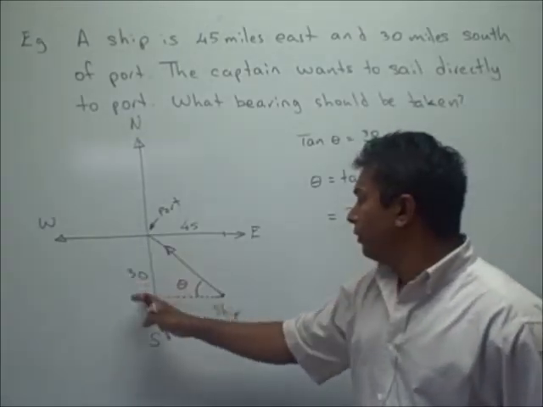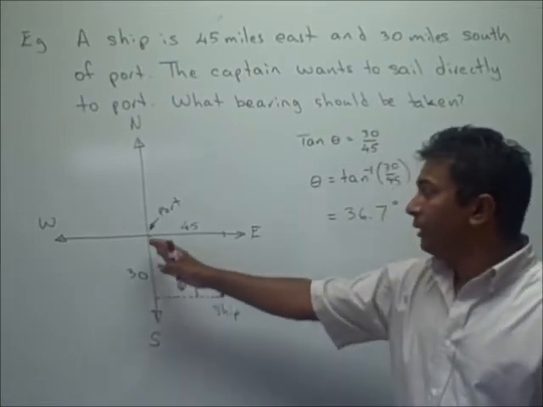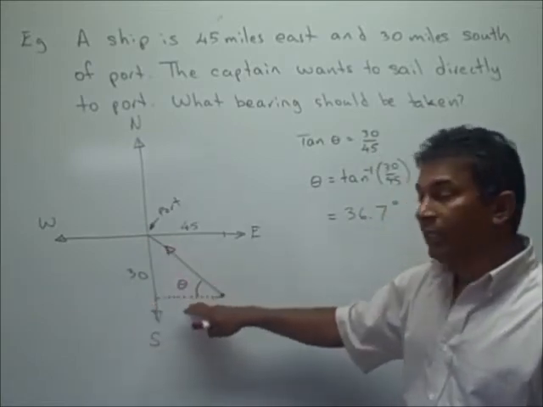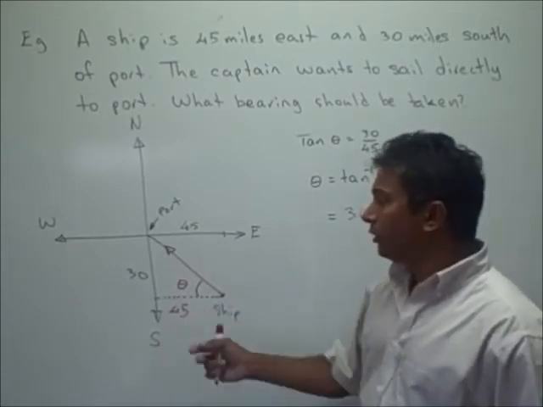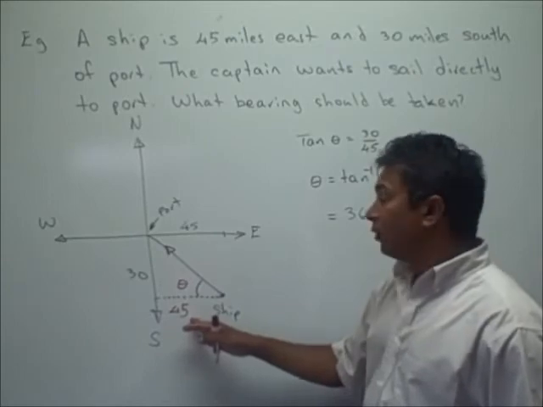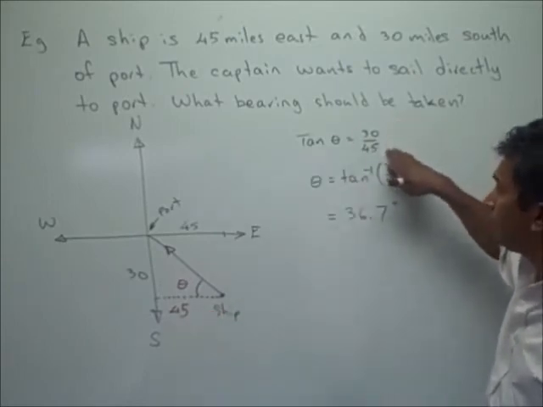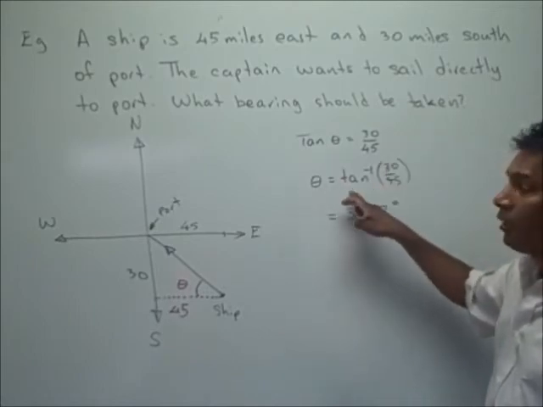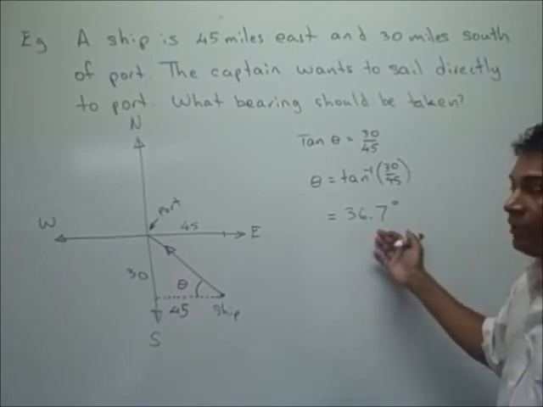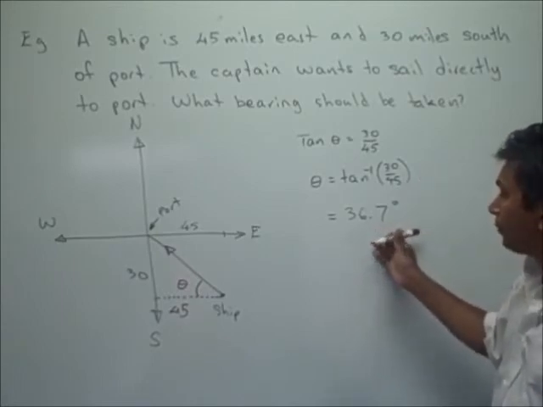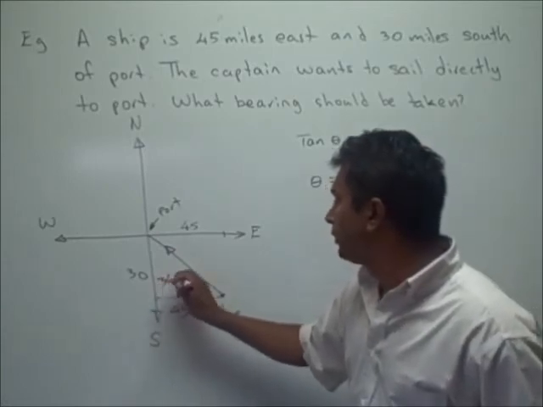So here we have our vertical distance, or the opposite of this angle theta, as being 30. Our adjacent side would be 45. We know from our trig function, since we have the opposite and adjacent, we can use our tan function. We know tan of theta is equal to 30 over 45. So theta is equal to the arctan, or tan inverse, of 30 over 45, which comes out to be 36.7 degrees.